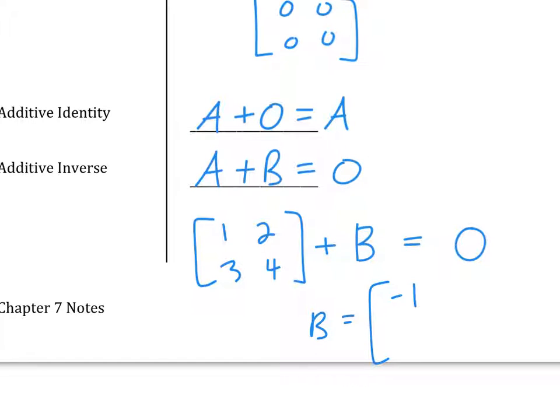Yeah, negative 1, negative 2, negative 3, negative 4. Because it has to be the exact opposite to get zeros, right? Okay, very intuitive, but we'll probably use that property later on. All right, now that was adding and subtracting and multiplying by a scalar. Now we're going to multiply matrices together.